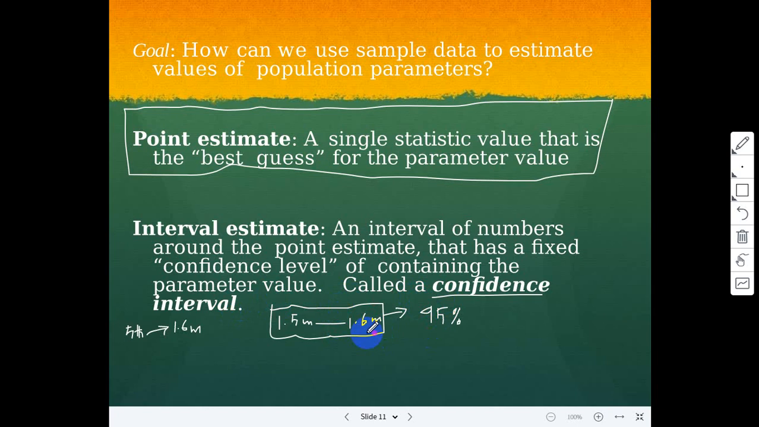So this will be, yeah, the height of the student will exist. 95% of the students' height will exist between 1.5 and 1.6.